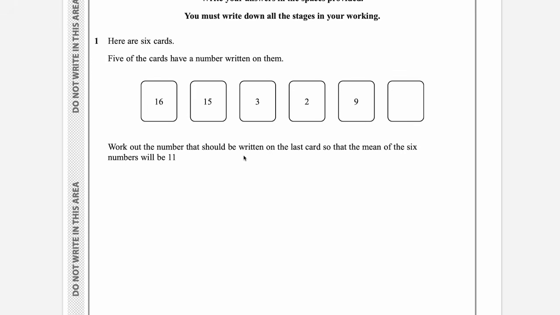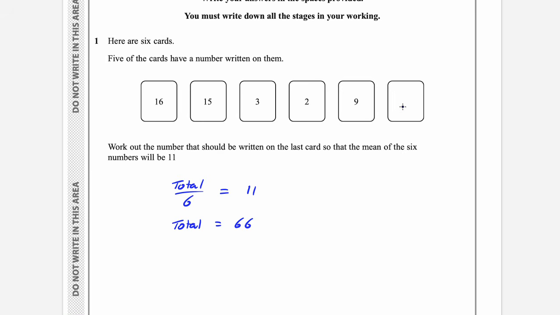Six cards, five of the cards have numbers written on them. Work out the number that should be written on the last card so that the mean of the 6 numbers will be 11. If the mean of the 6 numbers is 11, that means they need to add to 66, because the total divided by 6, there's 6 of them, has to equal 11. So the total is 66.